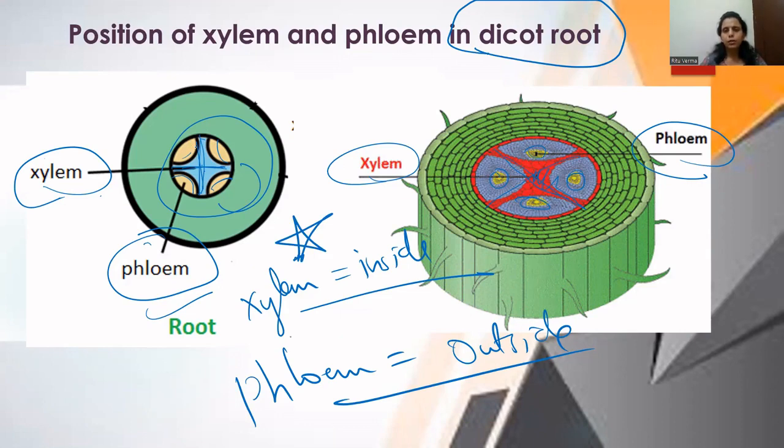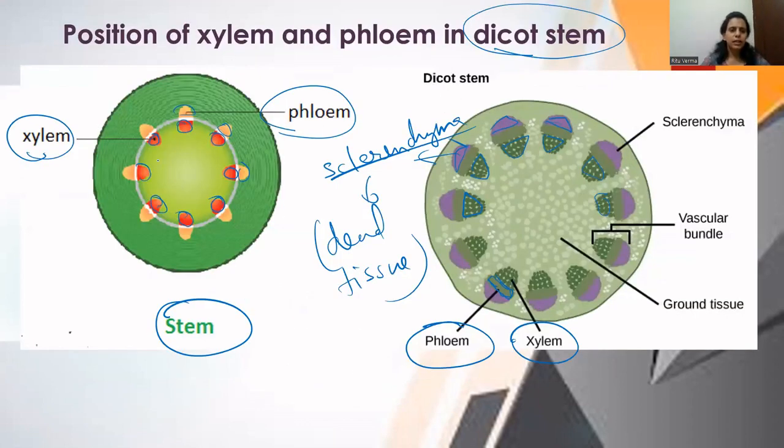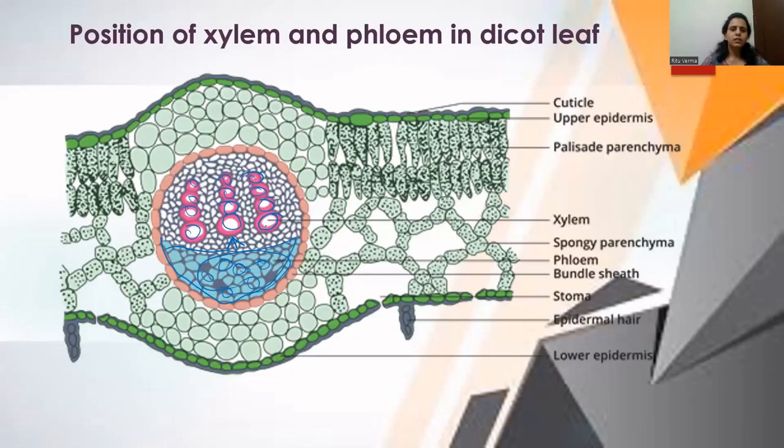In the exam, they will give you the cross section of either a dicot root, stem or leaf, and you are supposed to identify which one is xylem and which one is phloem. Xylem is present inside and phloem is present outside, as visible here. Similarly, in the stem, xylem is present inside and phloem is present outside. In the same way in roots, xylem is thick walled. And this is the leaf: xylem is thick walled and phloem is thin walled, present towards the outside of the leaf, and this is towards the inside of the leaf.